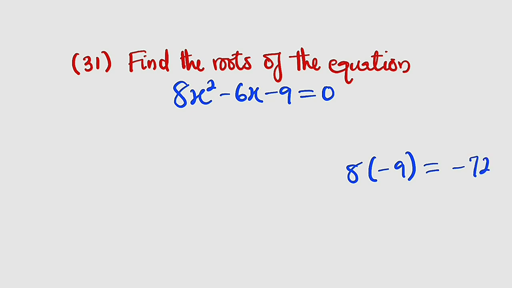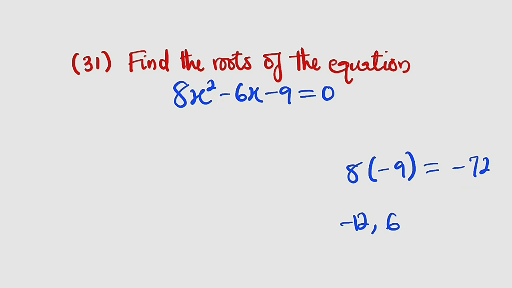Negative 72. Then you think of two numbers which, when you multiply them together, you get this negative 72. But the moment you add the two numbers together, you shall obtain negative 6. And the numbers are negative 12 and positive 6. Once you multiply them together, you shall obtain negative 72, and the moment you add them together, you get negative 6.